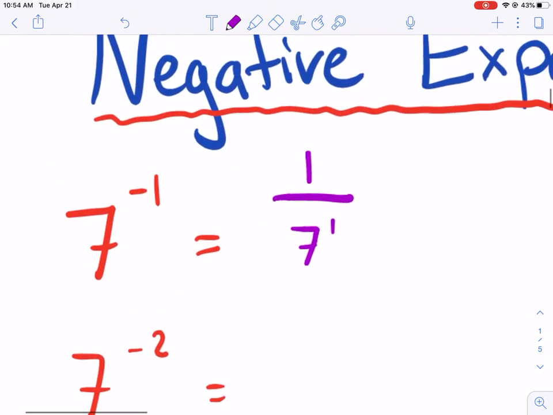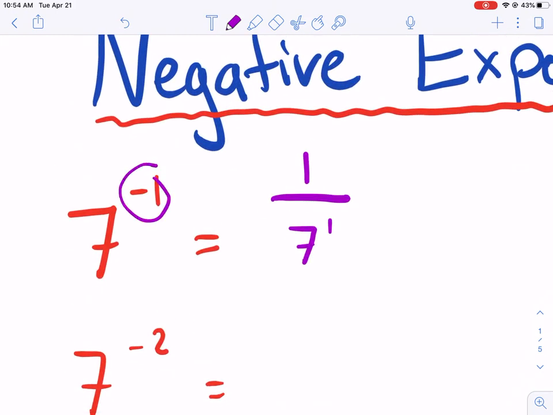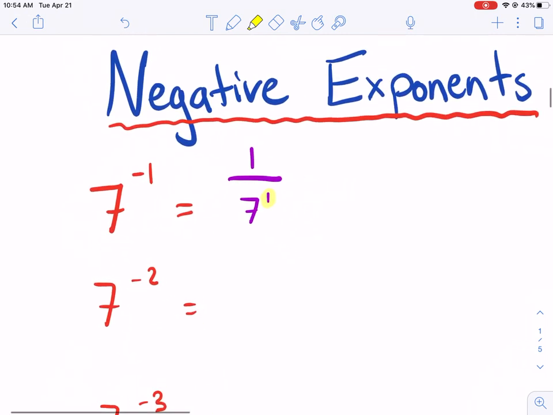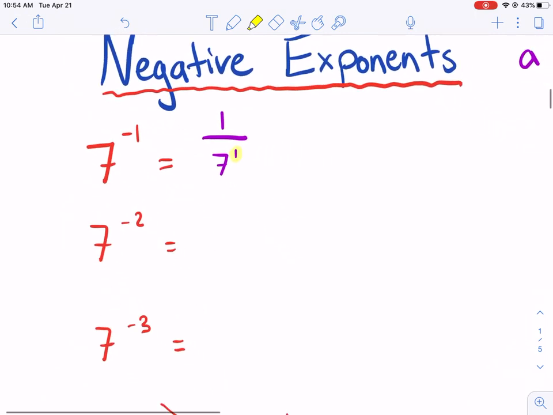Anytime you have a negative exponent, it gets rewritten as a fraction, okay? To make it positive, so this 1 went from a -1 to +1. In order to make it positive, we had to put it in the denominator with 1 in the numerator, okay?